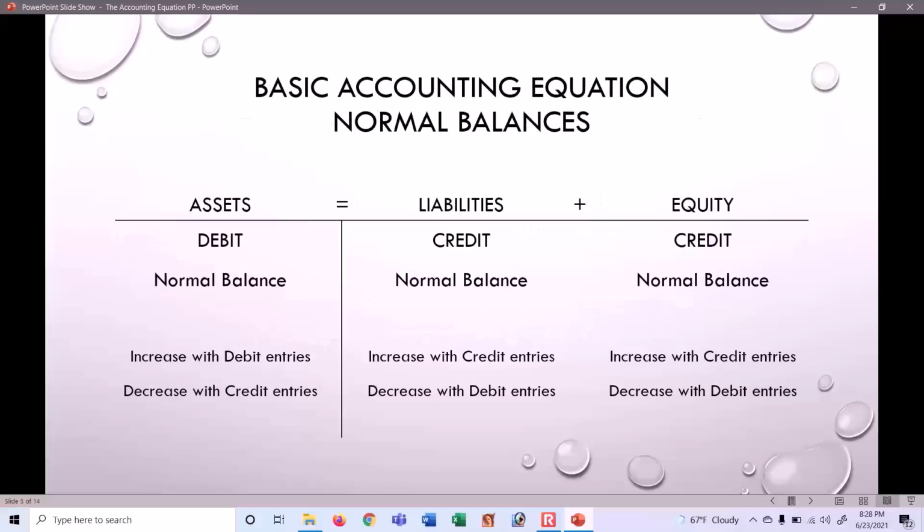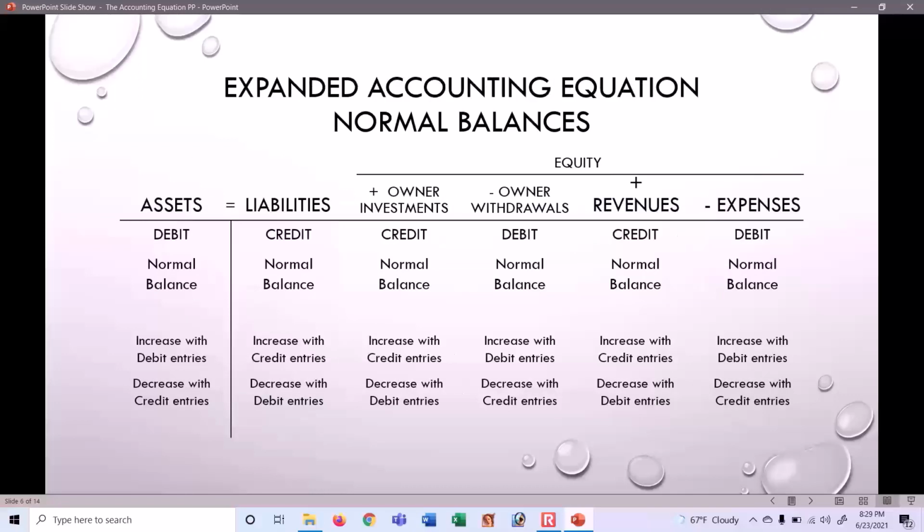Although each account uses both debits and credits, each account has what is called a normal balance. If you look at the basic accounting equation as a T account, you would see what the normal balance is for most accounts within each category. Assets have a normal debit balance, while liabilities and equity have a normal credit balance. Most asset accounts have a debit balance, while most liability and equity accounts have a credit balance.